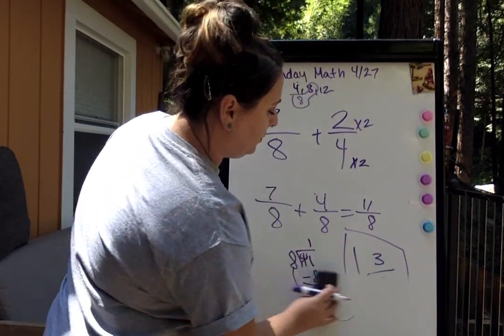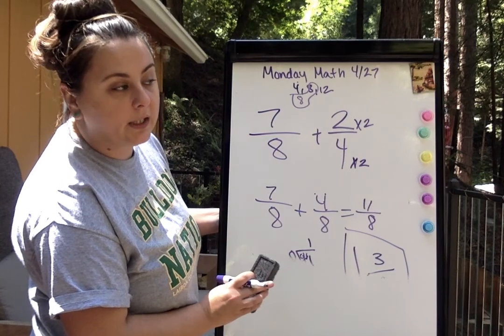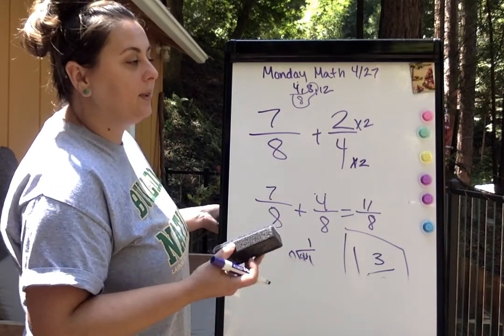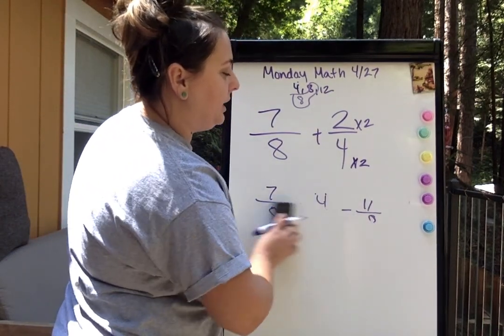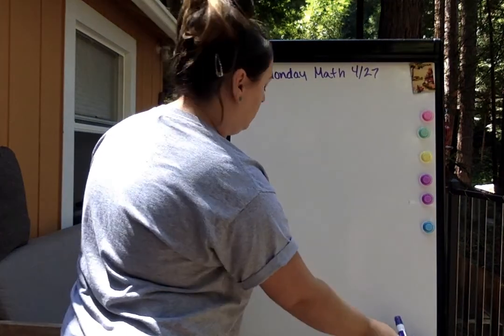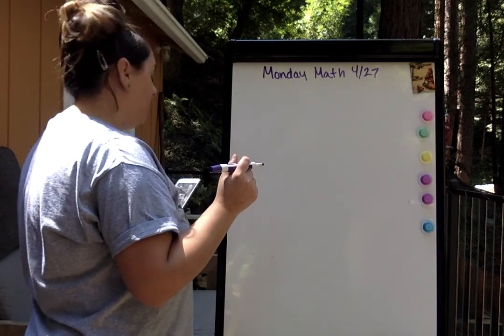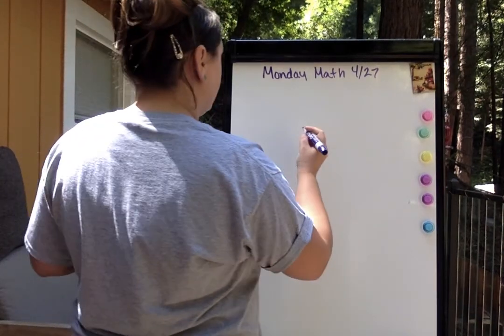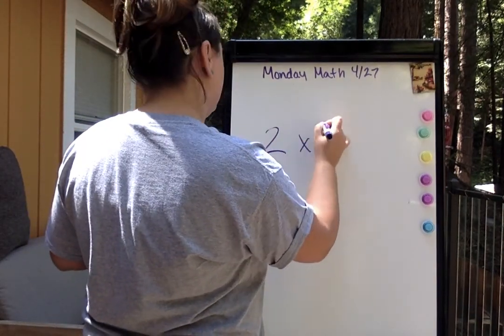Now we're asked to find the product. I want you to think to yourself, when you're asked to find the product, what operation are they asking you to do? Multiply. So they want to multiply a whole number 2 times 1/3.